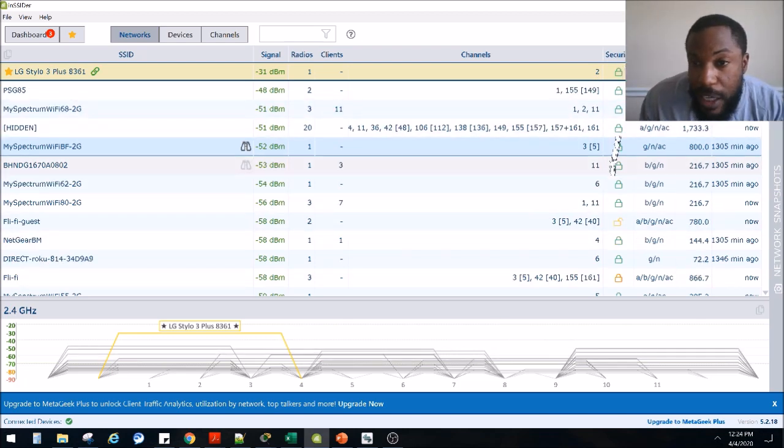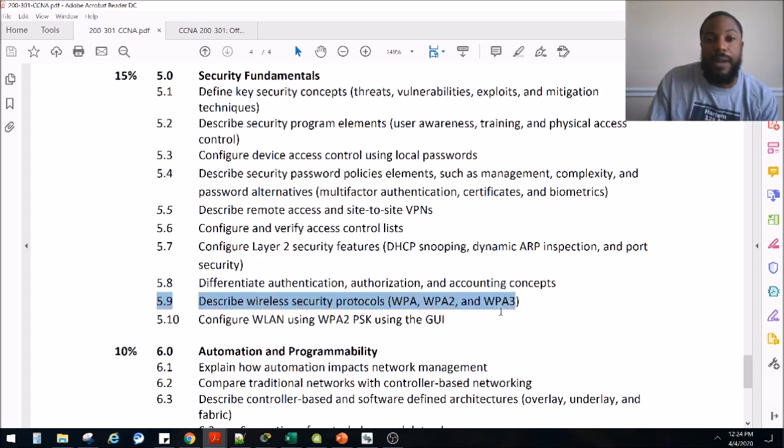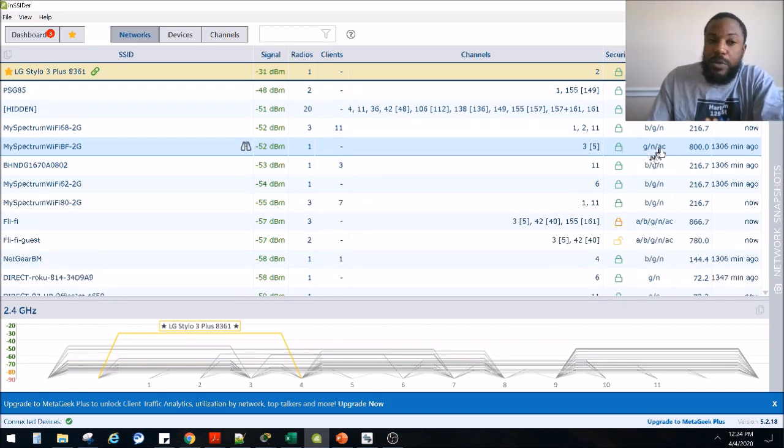We also have some stuff on security. We'll do stuff on security in section 5.9, describe wireless security protocols. And then there's the different modes. We'll talk about that once we talk about standards. These are the max rates. That's not really important right now.